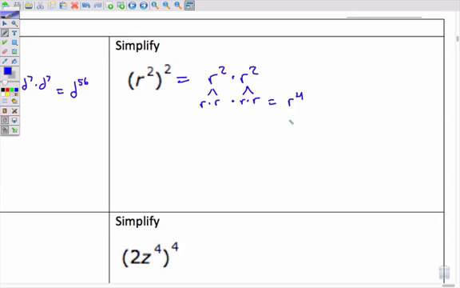Then using the rule, it says to multiply the exponents. So r squared squared would mean r to the power of 2 times 2. 2 times 2 is 4. And so you get r to the 4th that way.